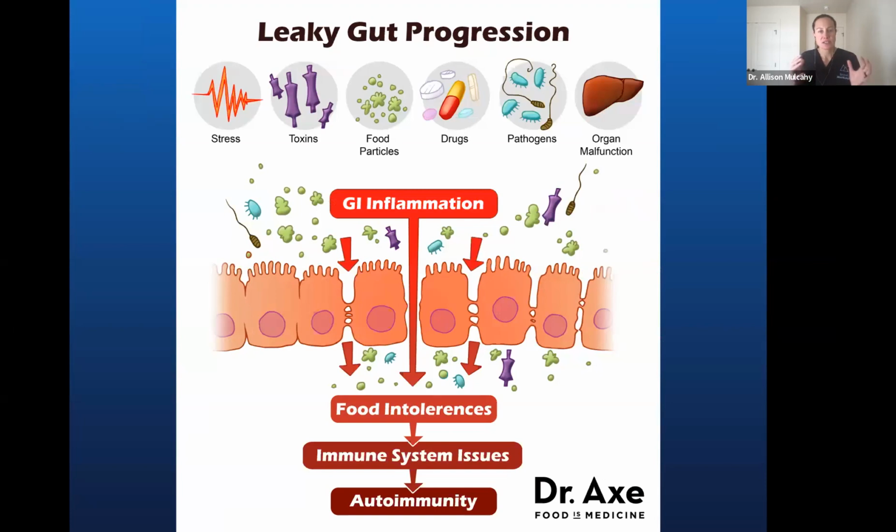Leaky gut, all sorts of things cause leaky gut, as you can see at the top. So stress, toxins, food particles, drugs, pathogens, organ malfunction. But at the end of the day, what's going to happen when you have leaky gut is you end up getting intolerances to food and also to medications. Your immune system becomes out of balance, and then you can develop autoimmunity.